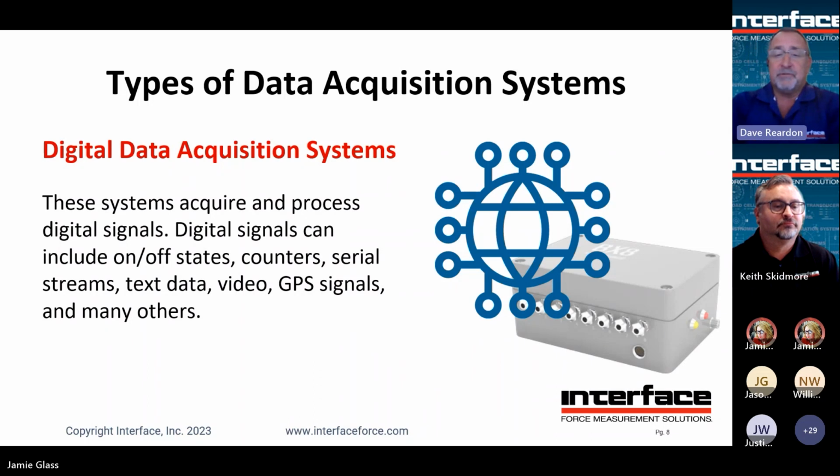For digital data acquisition systems, these are systems that require digital signals, such as digital I/O, on-off states, counters, encoders, serial streams, any type of text data that might be input, video signals, GPS signals, and many, many others. Could be avionics buses. Lots of different types of signals are included within digital systems.